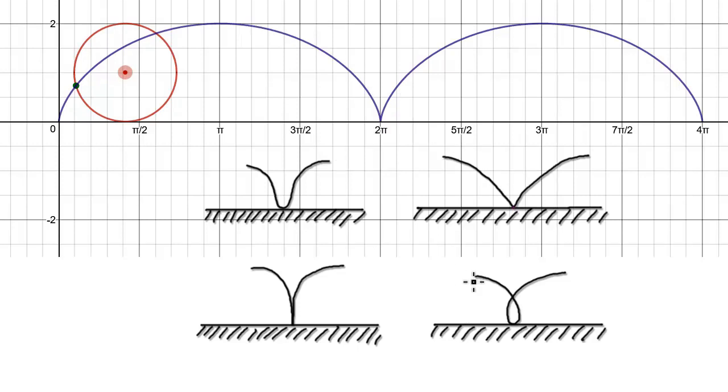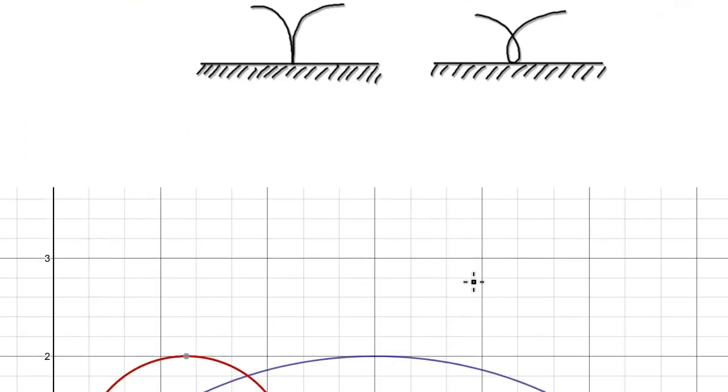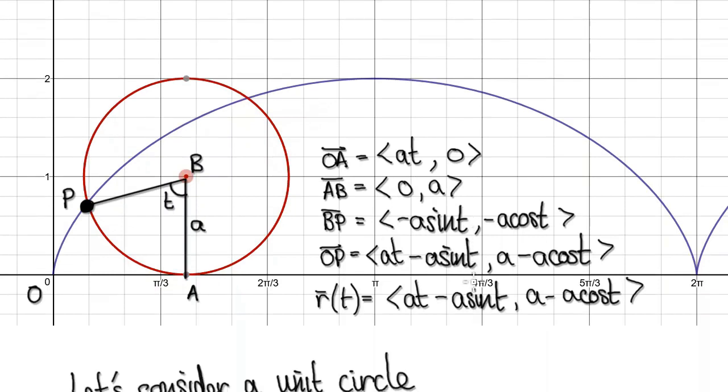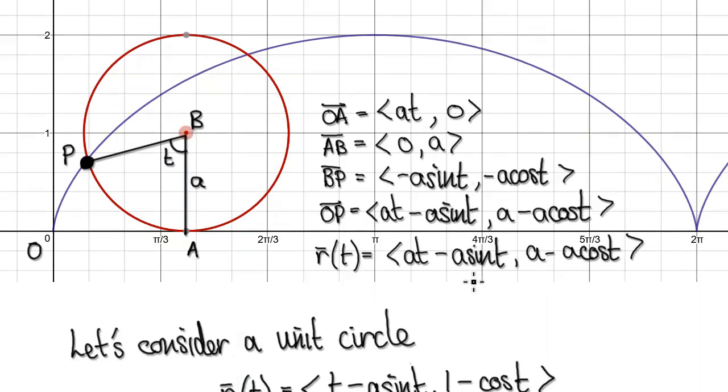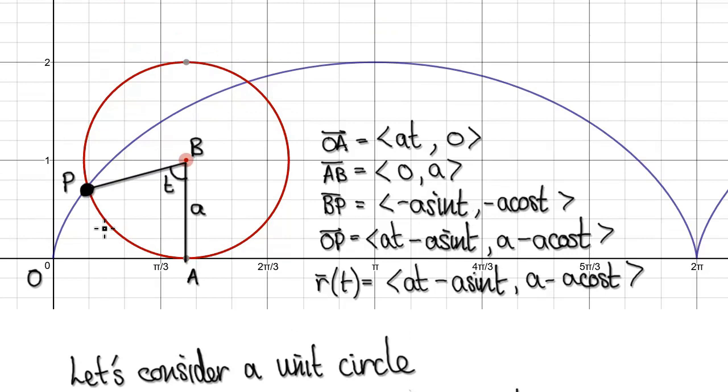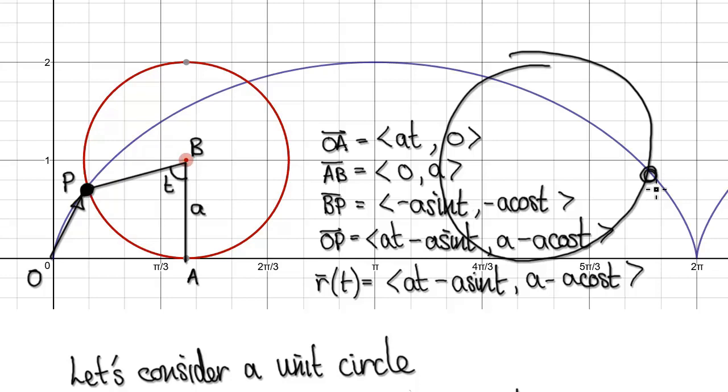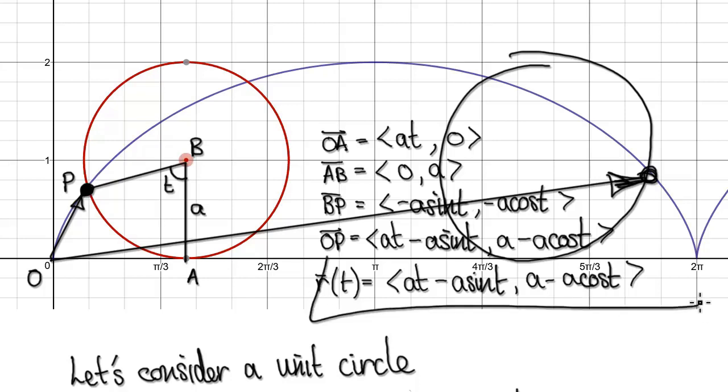Let's begin by analyzing it in terms of vectors. We are trying to work out the position vector. As the circle rotates, suppose the circle is over here. We are trying to work out the position vector from the origin to here.